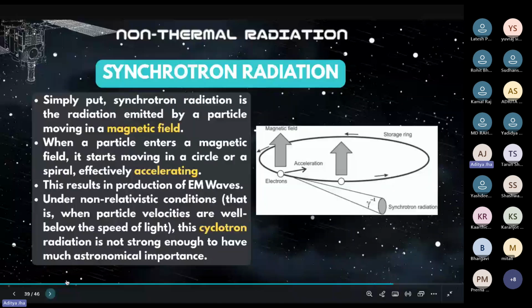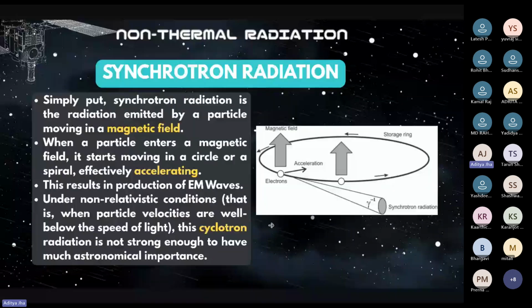The first type of non-thermal radiation is synchrotron radiation. Synchrotron radiation is basically the radiation emitted by a particle, to be precise a charged particle, moving in a magnetic field.